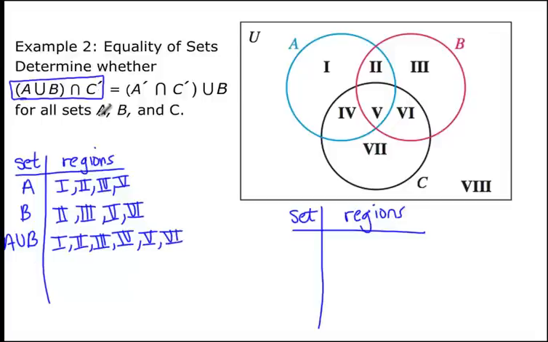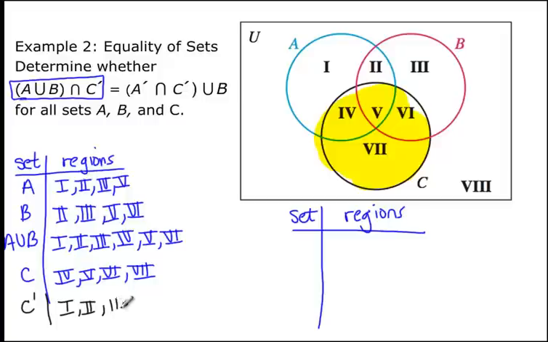And then what would also help us with this statement, if we want to find C complement, for me that's easier to first find the regions that are in C and then find the complement of that. So the regions that represent set C would be 4, 5, 6, 7, which would then make C complement everything else that's in the universe that was not in set C. That would be 1, 2, 3, and then don't forget 8.